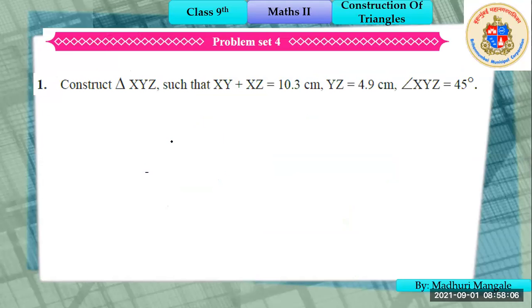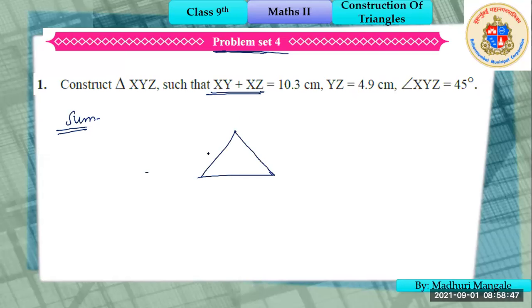Now let's do problem set 4. Construct triangle XYZ such that XY plus YZ equals 10.3 centimeters, YZ is 4.9 centimeters, and angle XYZ is 45 degrees. Now you need to identify first which type of construction this is. So this is type 1 where the sum is given, right? So how do we start? We start with drawing out a rough diagram.